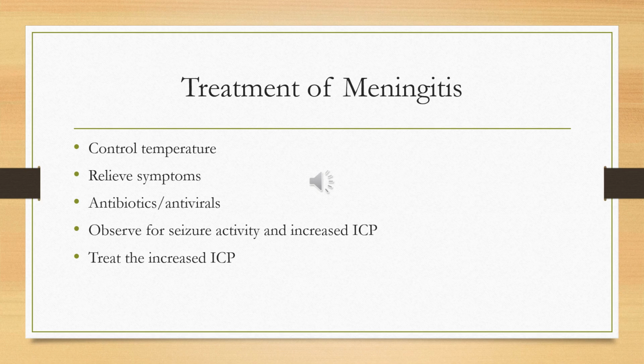So remember we said high temperature, so we want to control their temperature and relieve any symptoms that they might have. Antibiotics or antivirals, whatever the cause is. If it's bacterial meningitis, of course, antibiotics. If it's viral meningitis, then of course antivirals. And watch for any seizure activity that the patient might be having, and increased intracranial pressure, and all those things that we had talked about for treating and preventing intracranial pressure. We're going to do those as well for this patient.